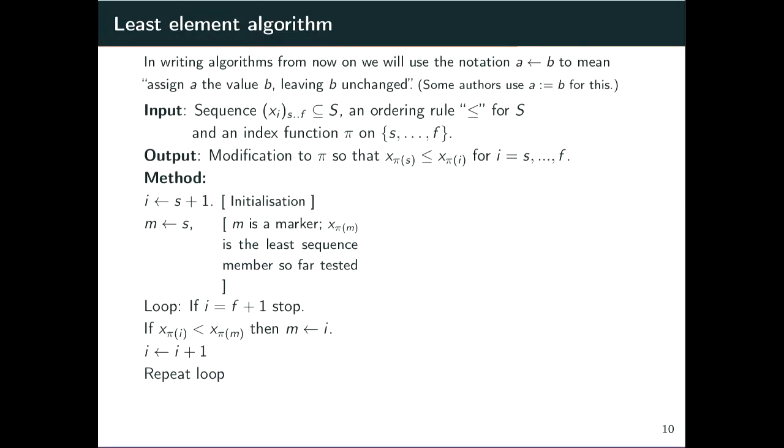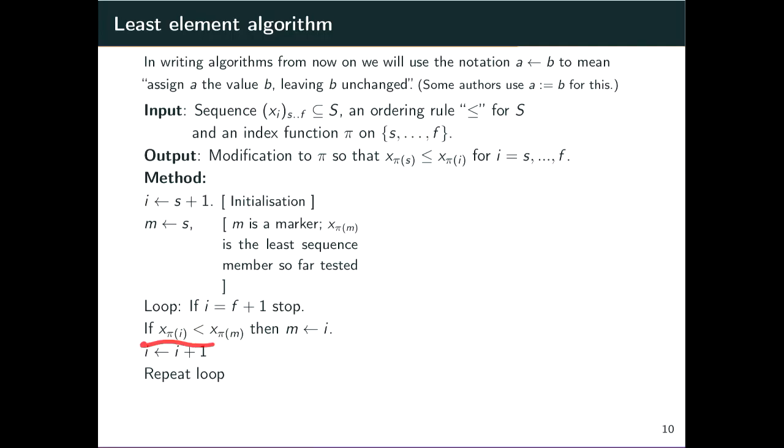Okay, so now we define a loop, and the first thing you do when you define a loop is make sure that it's going to stop at some point. And the obvious place to stop is when our comparing index gets outside of our indexing set range. So as soon as I gets to F plus 1, then we're going to stop.